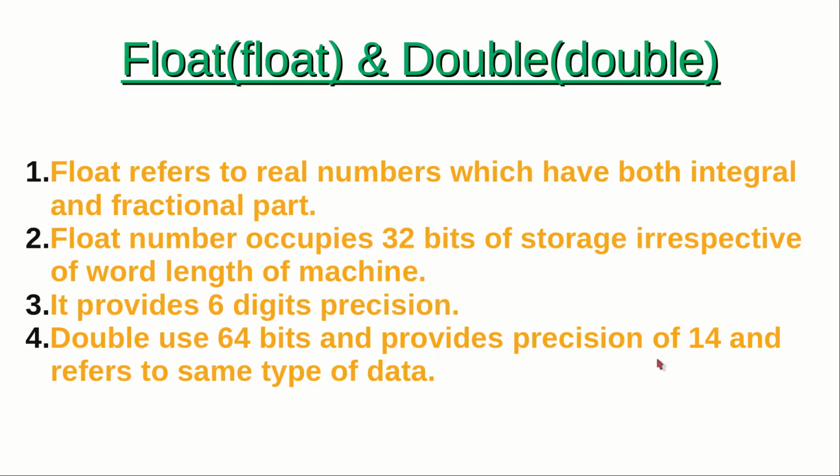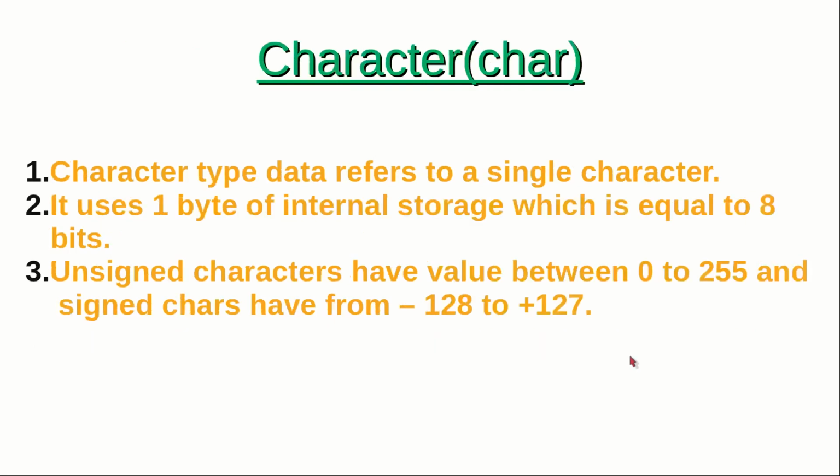Now let's move to another fundamental data type, which is character. The keyword used for character is char. Character type data refers to a single character, and it uses 1 byte of internal storage, which is equal to 8 bits. The unsigned characters have values between 0 to 255, and the signed characters range from minus 128 to plus 127. And the last fundamental data type left to be discussed is void.